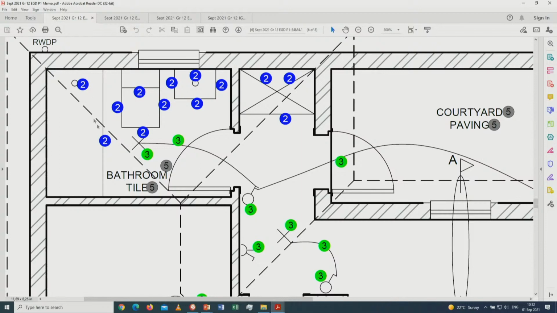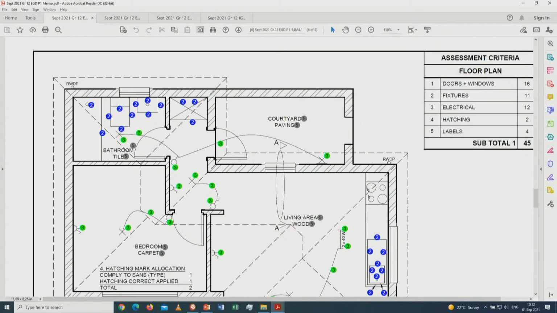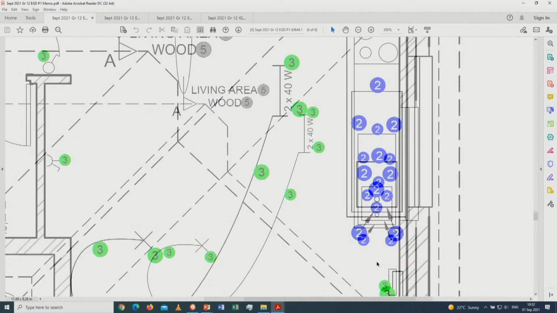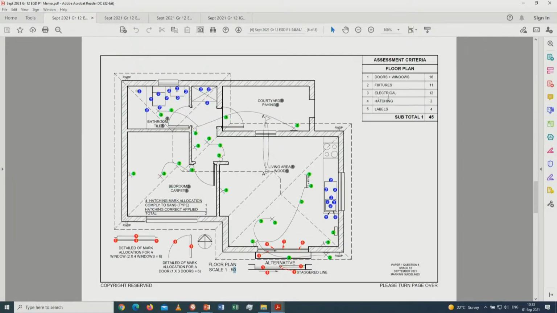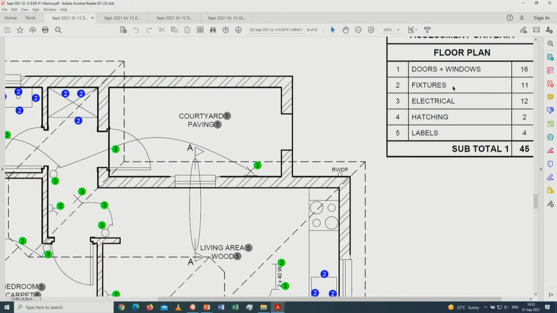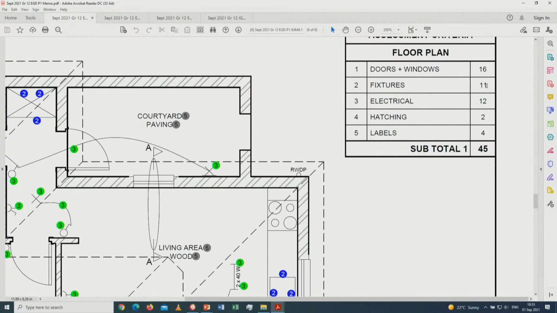So that is basically 1, 2, 3, 4, 5, 6, 7, 8, 9, 10, 11, 12, 13 for the built-in cabinet. And then over here, you've got the sink, and if you total it up, you will get to your final mark of 22, and that gives you the fixtures in this regard for 11 marks. Divide by 2, that gives you 11.